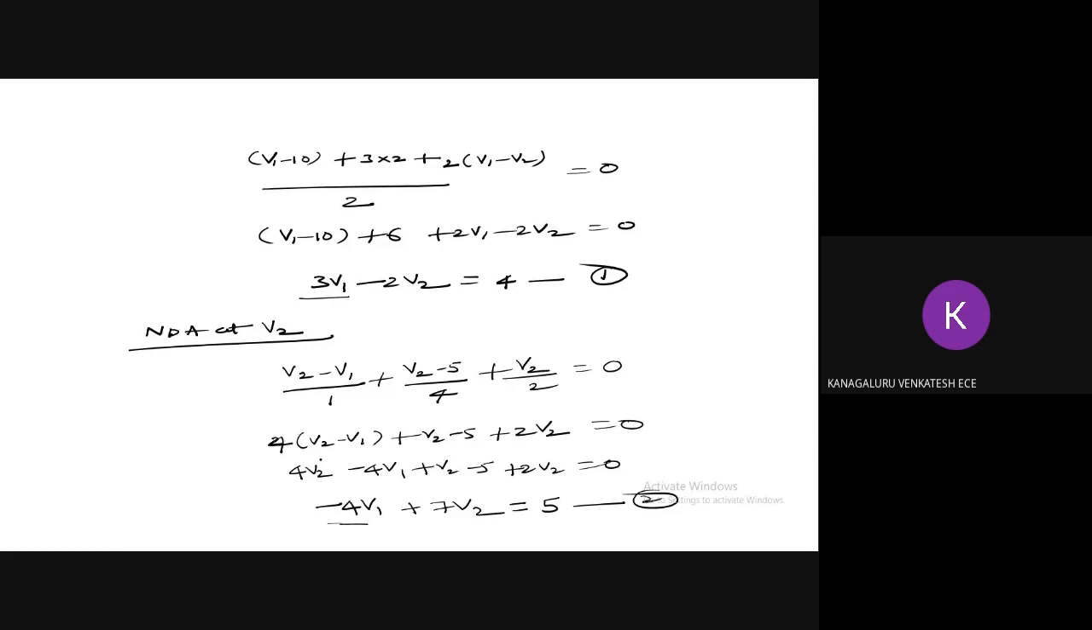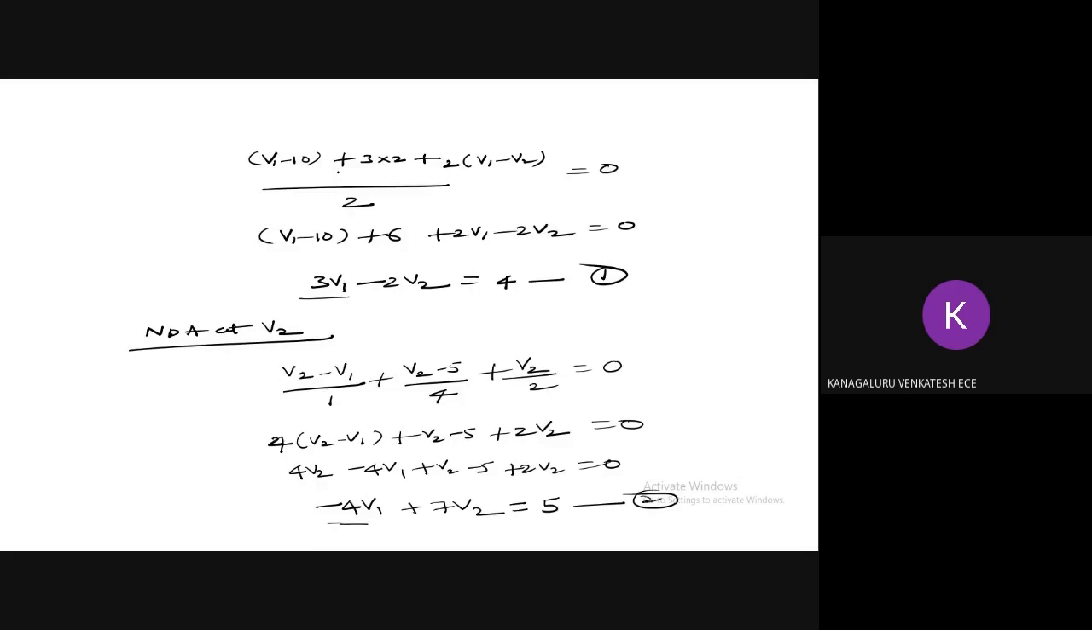What happens, you see? 4 into equation 1. What do you get? 12V1, 8V2, 4 into 4 is 16. So equation 1 multiplied by 4 implies 12V1 minus 8V2 is equal to 16.